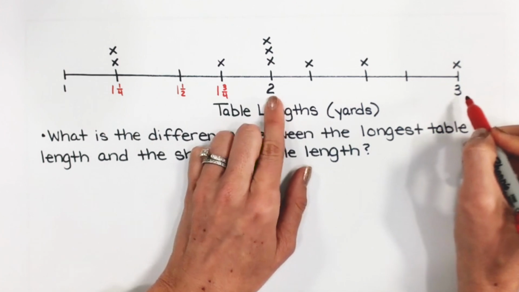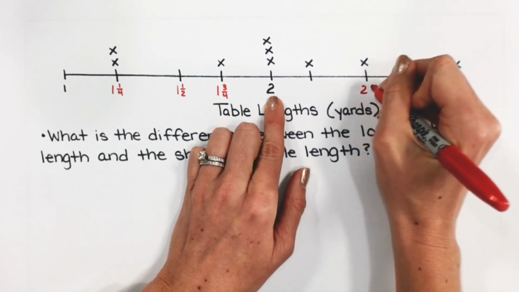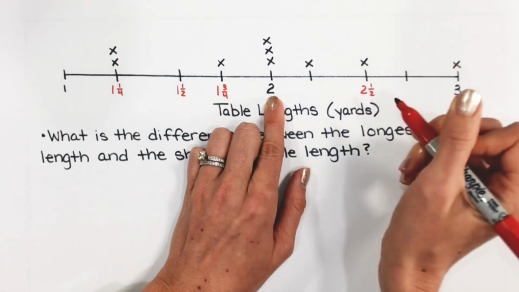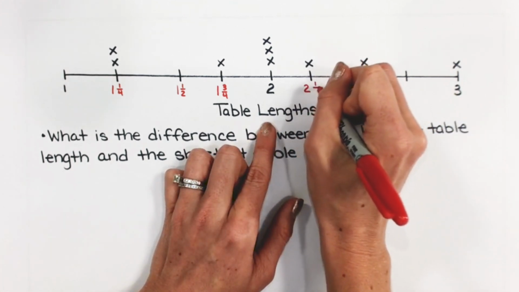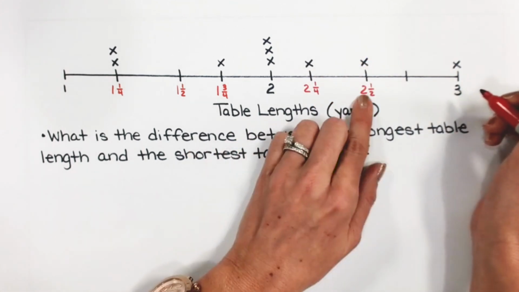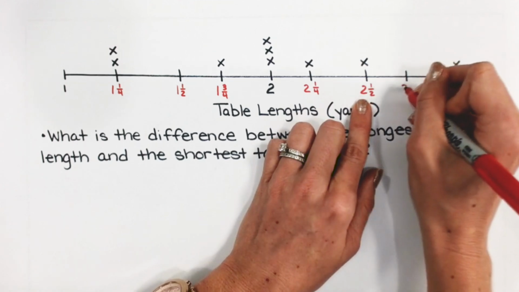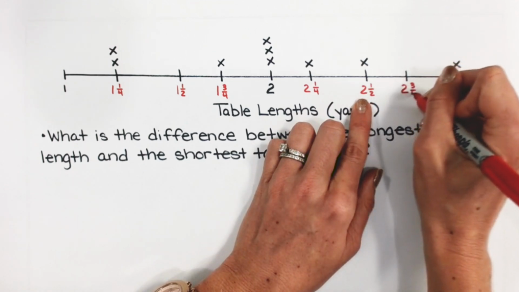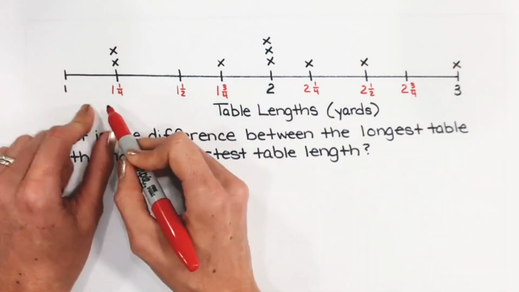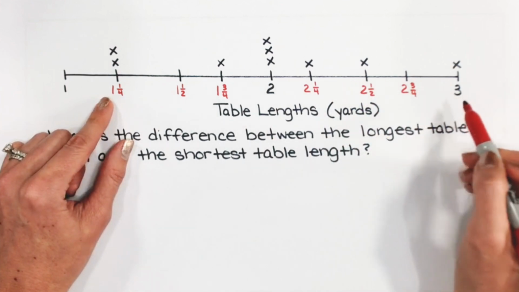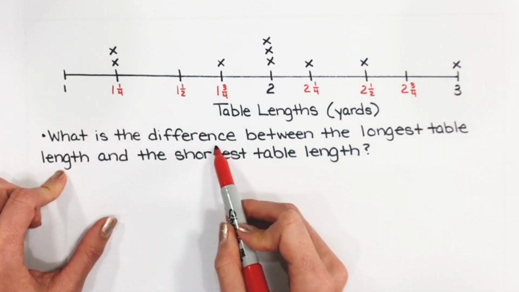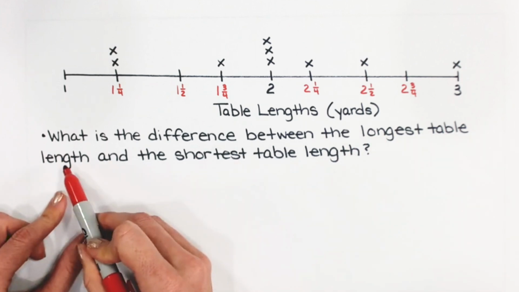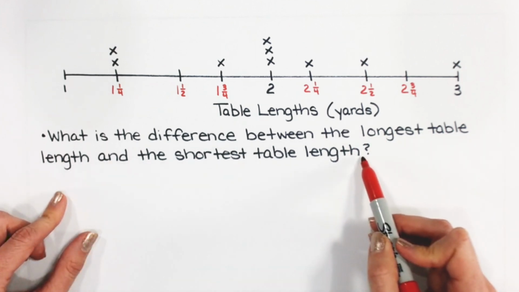Moving over here, between 2 and 3, we have 2 1/2. Between 2 and 2 1/2 is 2 1/4, and between 2 1/2 and 3 is 2 3/4. So now we have our missing numbers filled in. We can look to see what our problem is asking us. What is the difference between the longest table length and the shortest table length?